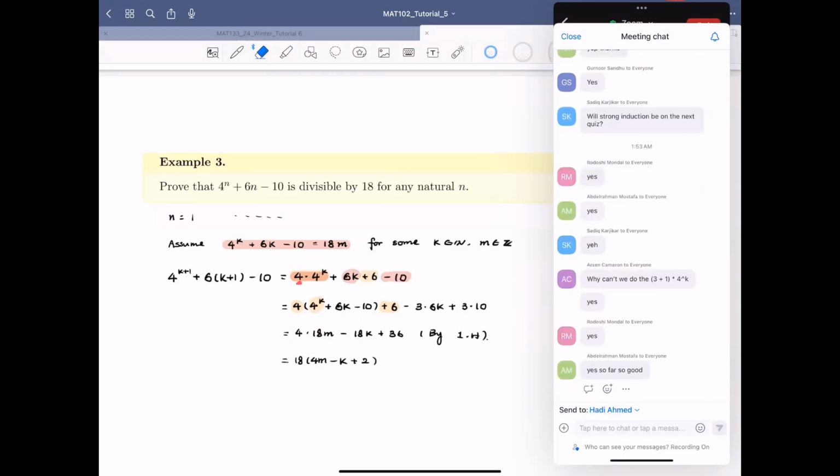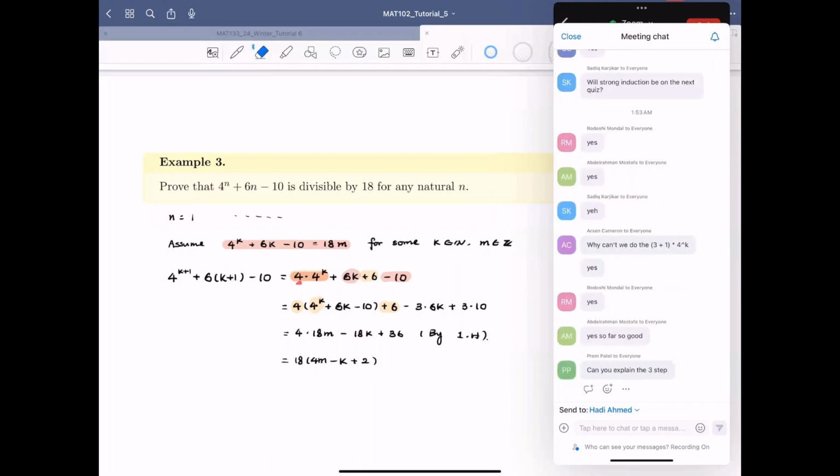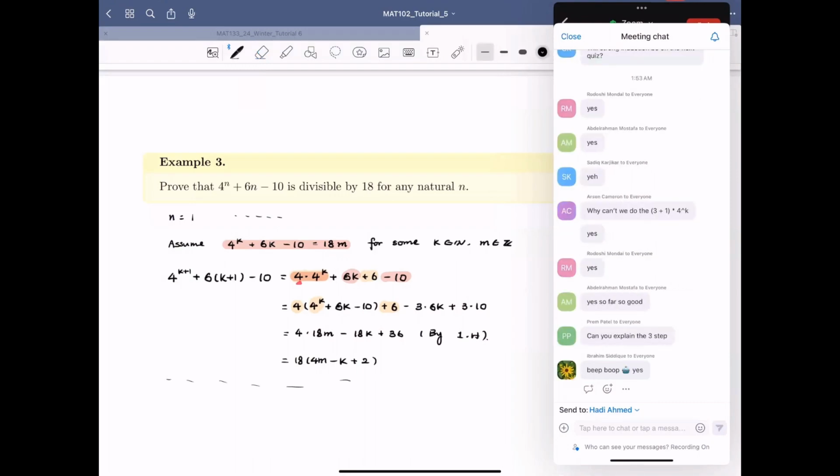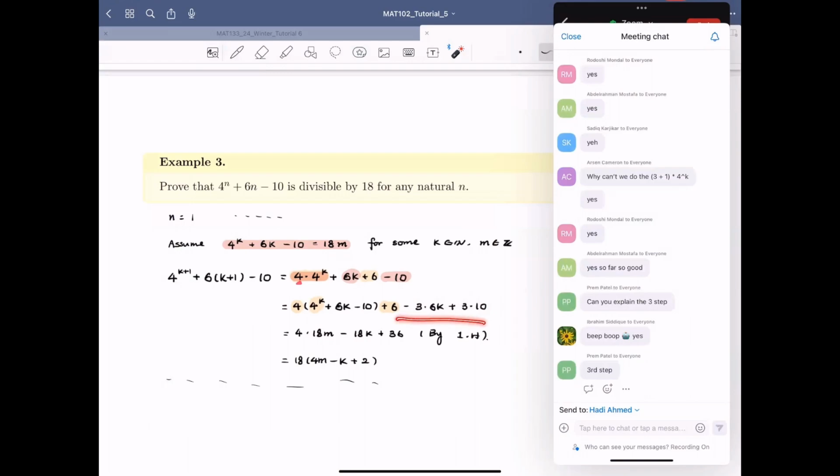Okay, so we're done. The rest you make a conclusion, because this basically shows that it's divisible by 18. And you're good. The third step? You mean here? Is this what you're talking about? Third step, this step.